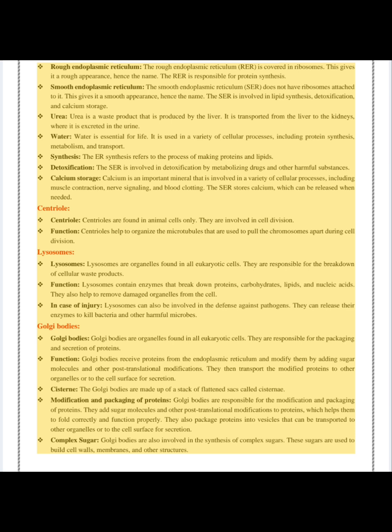Modification and packaging of proteins. Golgi bodies are responsible for the modification and packaging of proteins. They add sugar molecules and other post-translational modifications to proteins, which helps them to fold correctly and function properly. They also package proteins into vesicles that can be transported to other organelles or to the cell surface for secretion. Complex sugars. Golgi bodies are also involved in the synthesis of complex sugars. These sugars are used to build cell walls, membranes, and other structures.